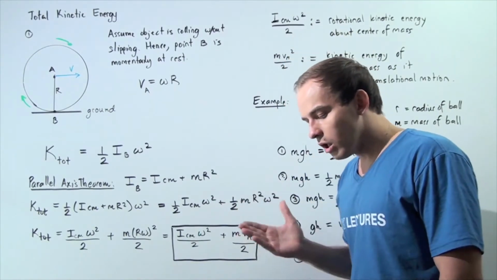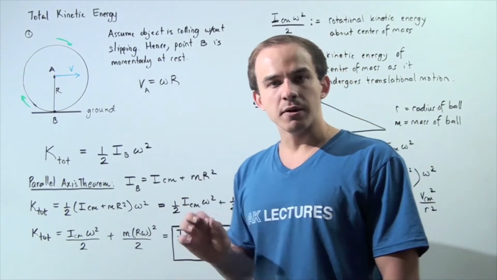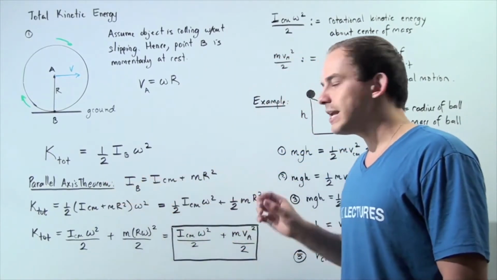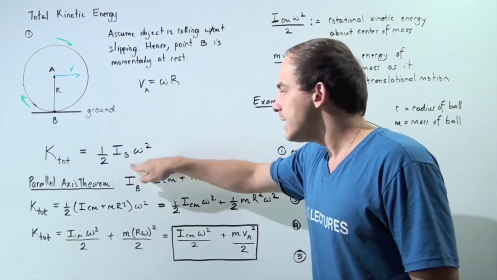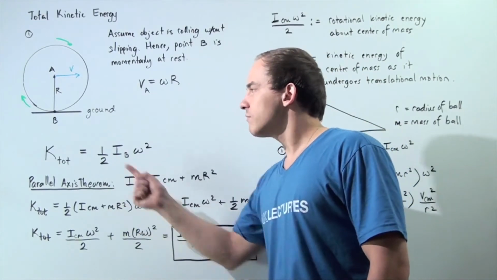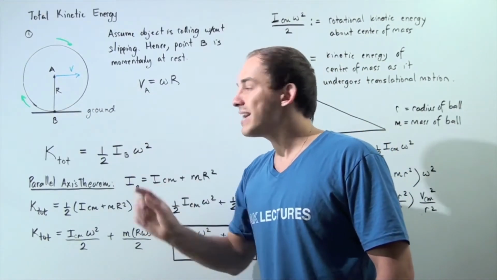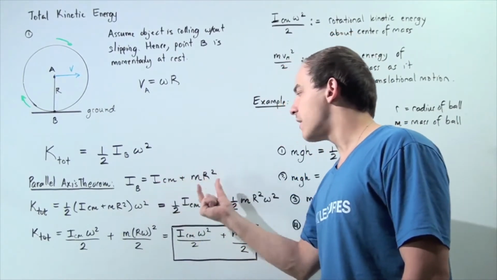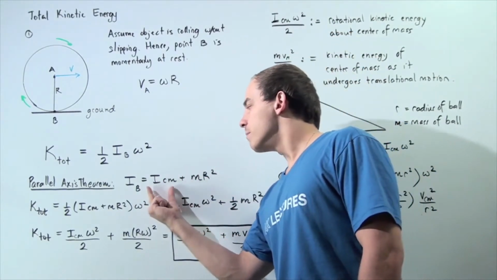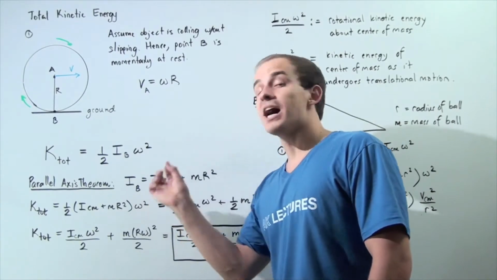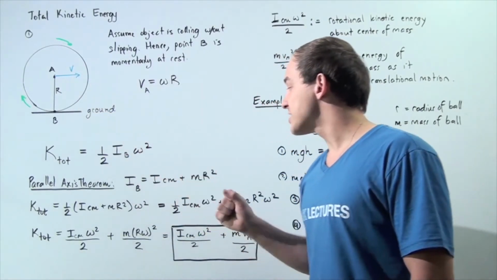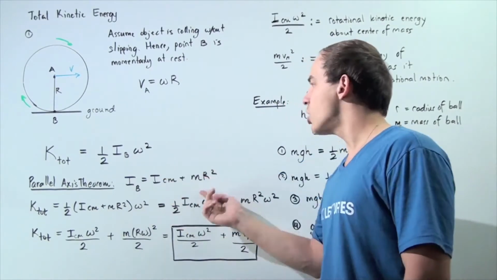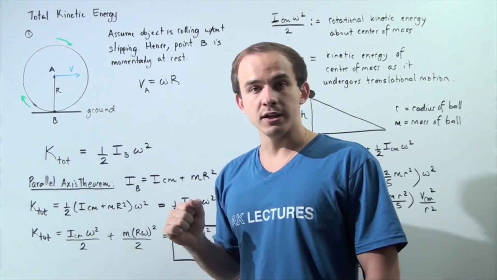Now let's recall the parallel axis theorem. The parallel axis theorem states the following equation is true. IB, the moment of inertia of the object about point B that is not the center of mass, is equal to the sum of the following two terms: the moment of inertia of the object about the center of mass plus mr squared, where m is the mass of our object and r is the radius of our wheel.